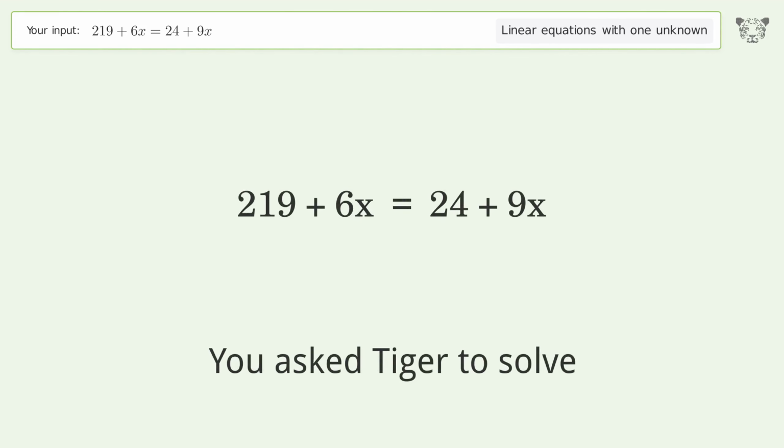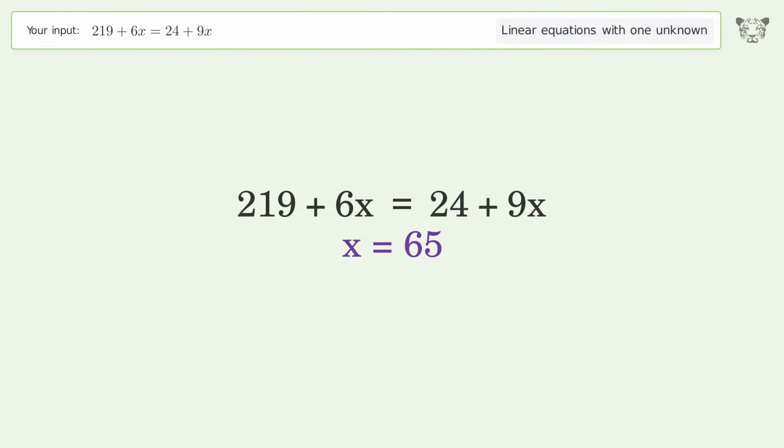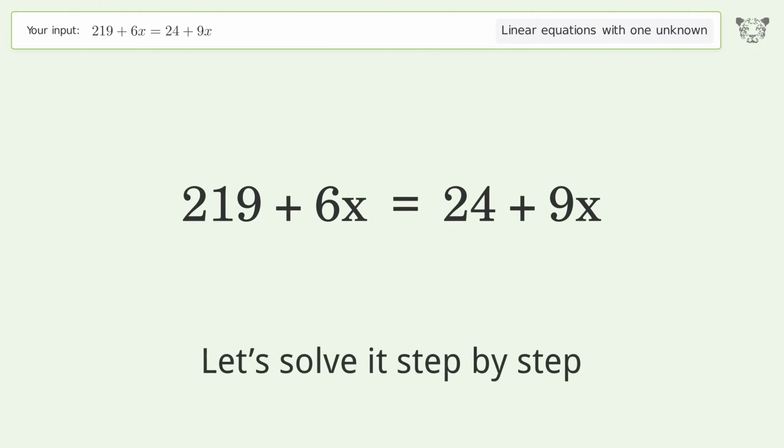You ask Tiger to solve. This deals with linear equations with one unknown. The final result is x equals 65. Let's solve it step by step.